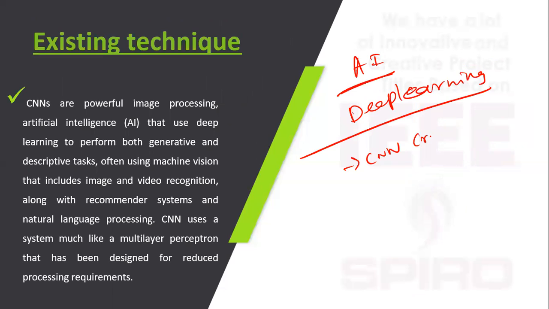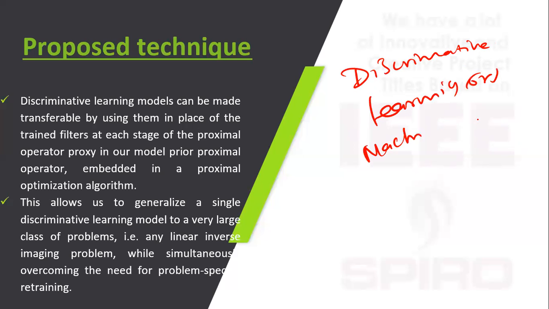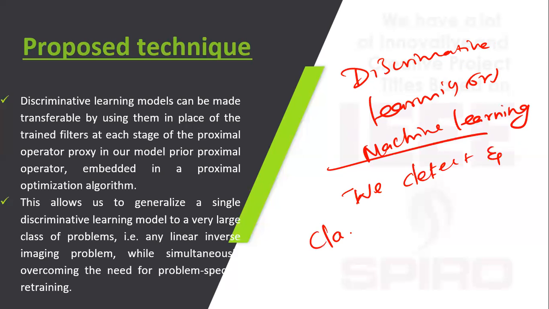In existing techniques, they used artificial intelligence deep learning models, CNN, and multi-layer perceptron. Proposed technique: discriminative learning, or machine learning. With the help of machine learning, we detect and classify the clouds.